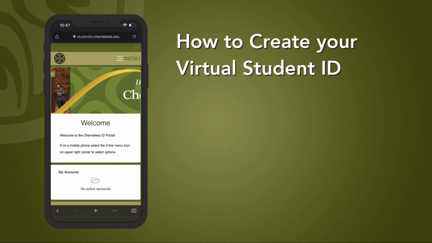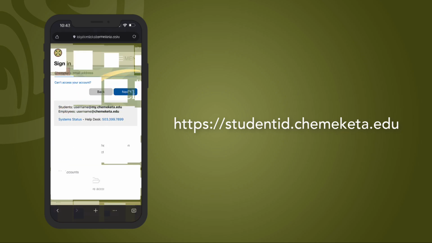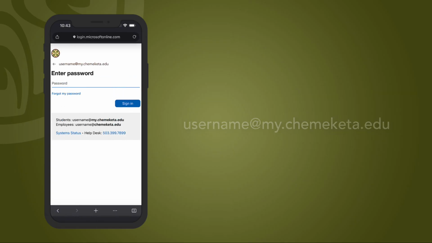To get started, open a web browser on your smartphone and go to studentid.chemeketa.edu. You'll be presented with a login screen. Enter your username at my.chemeketa.edu. Tap the next icon. Then enter your MyChemeketa password and tap the Sign In icon.